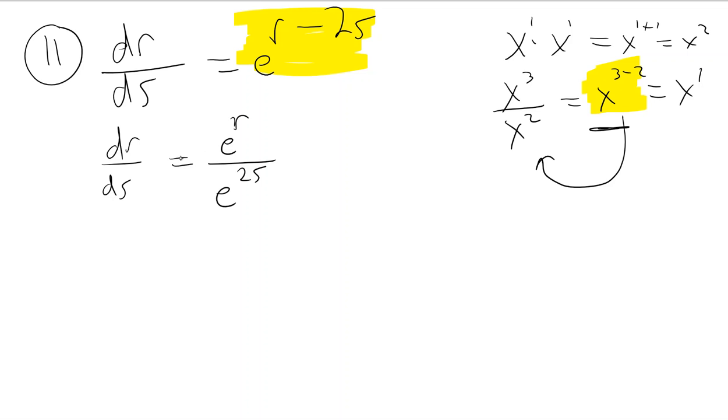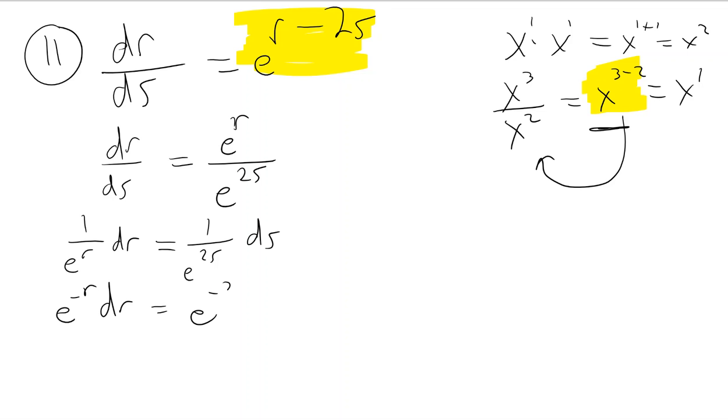Okay, next up we need to separate our variables. So let's divide both sides by e to the r and multiply both sides by ds. That will get all the r stuff on the left, all the s stuff on the right. And I'm actually going to rewrite this like so. I just prefer to deal with that a little bit more.